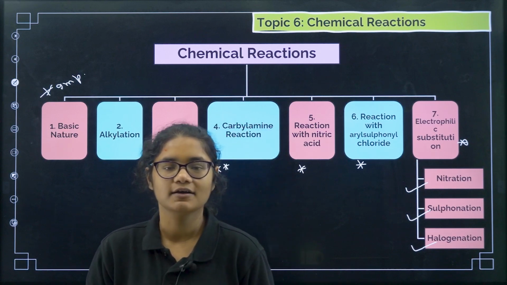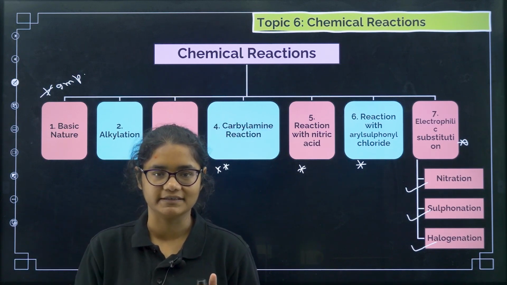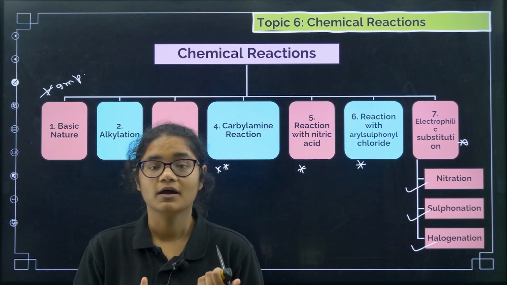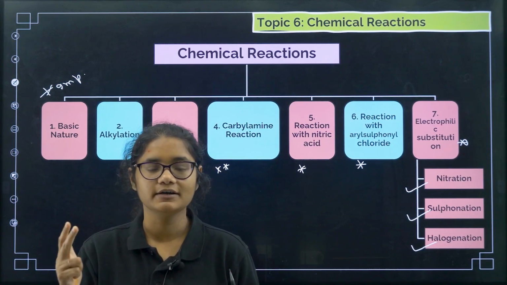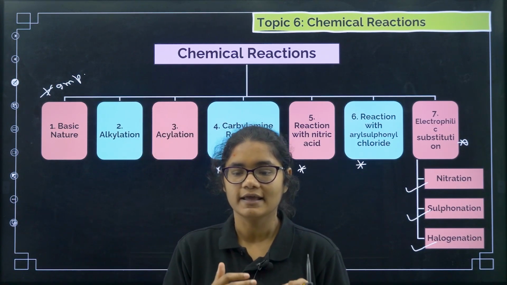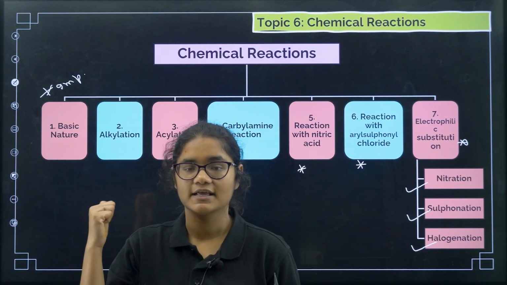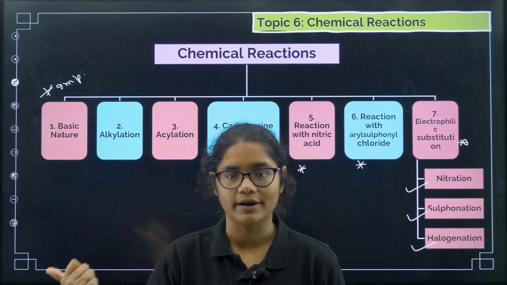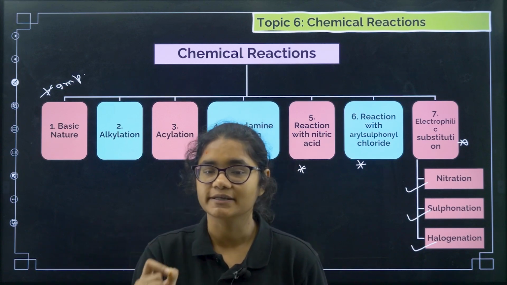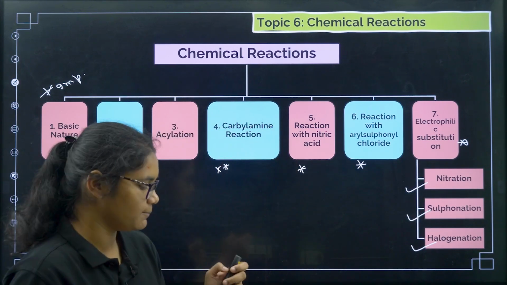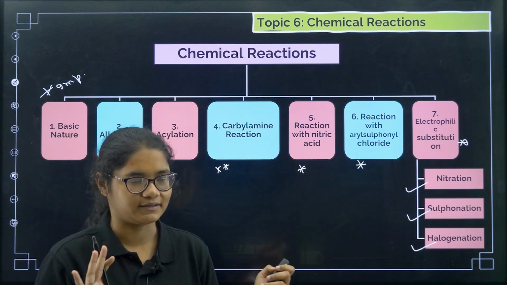Once again let us revise. First we will talk about the basic nature, second alkylation, third acylation, fourth the carbylamine reaction, fifth reaction with nitric acid, sixth benzene sulfonyl chloride, and seventh electrophilic substitution reaction. Okay, so the first one is basic nature, very important. Let us now discuss the basic nature.